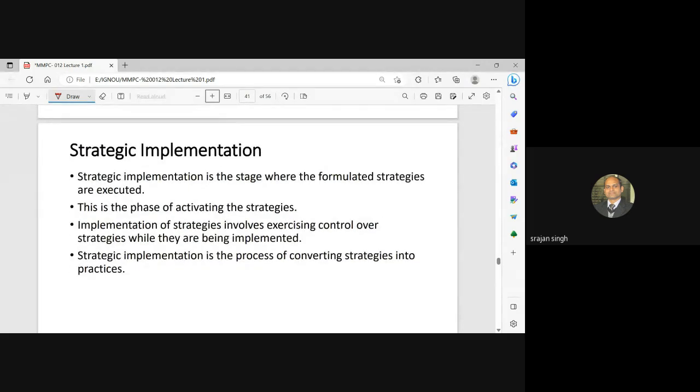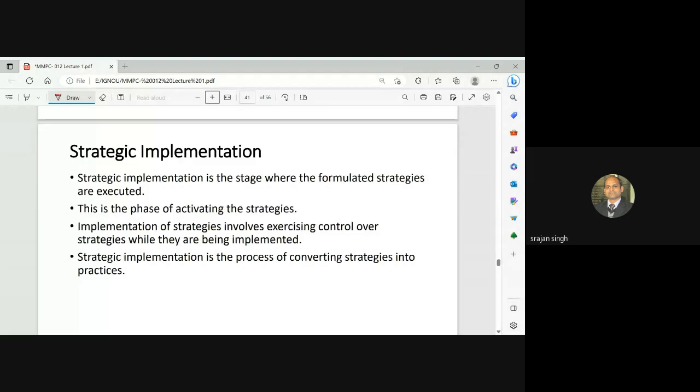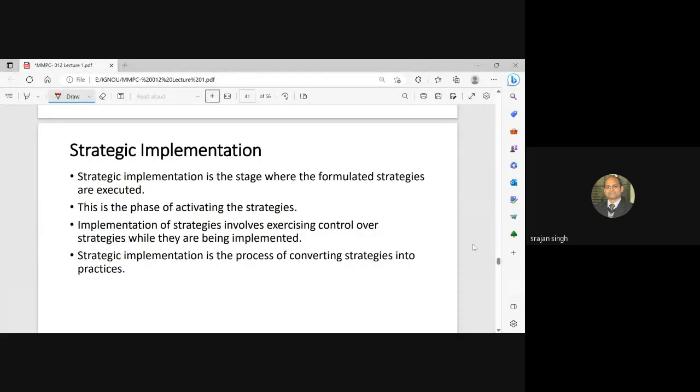Okay, next is implementation. If you have formulated a strategy, merely formulation of a strategy won't work for the business because you have to implement, you have to make use of your plan. So next is implementation strategy. Strategic implementation is a stage where formulated strategies are executed, means are converted into action. It is the phase of activating the strategies. Implementation of strategies involves exercising control over strategies while they are being implemented. Strategic implementation is the process of converting strategies into practices.